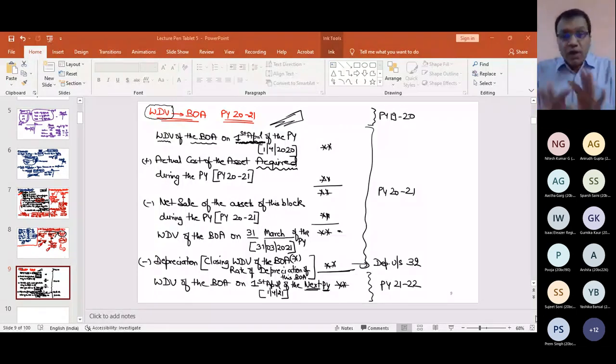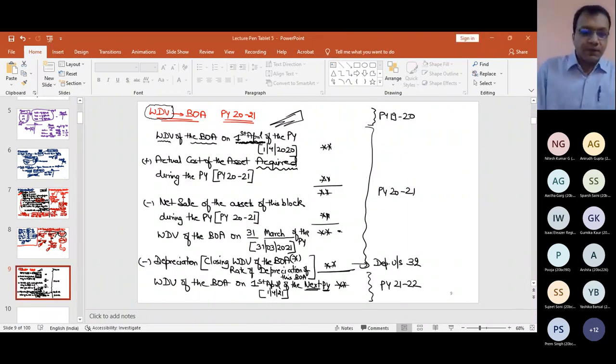Next point now. So now, until now I know WDV, but I still don't know what is the rate of depreciation in different blocks. So let me tell you now the rates of depreciation. So you have to learn those rates. Because now WDV you can compute, but still you do not know what is the rate of depreciation, so you cannot compute depreciation. So now, rate of depreciation.